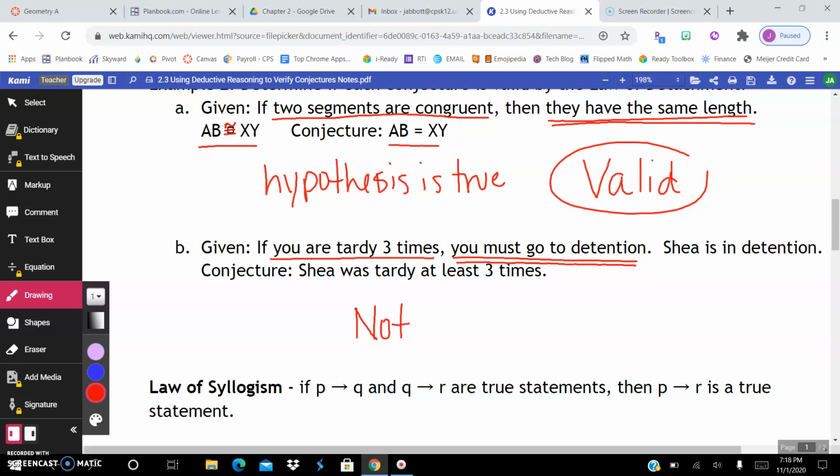So these questions are just answers of, are they valid or are they not valid? And this one, we can't prove that Shay is in detention because of being tardy. So that would be not valid. Up above, two segments are congruent. We had the statement given to us that AB was congruent to XY. So we could prove that was true. So therefore, our conjecture has to be valid.